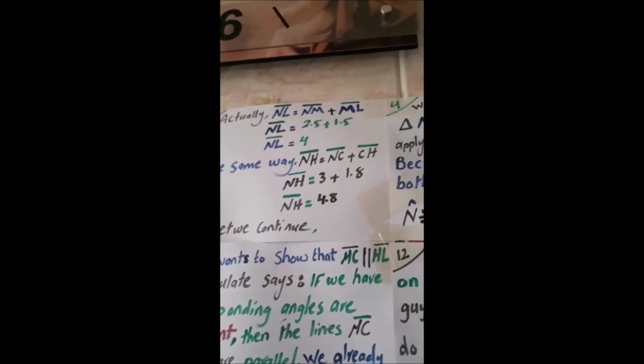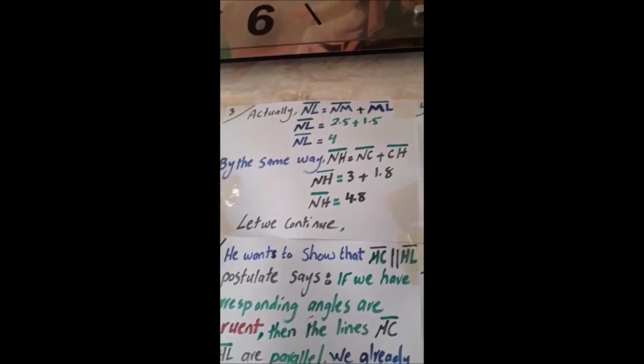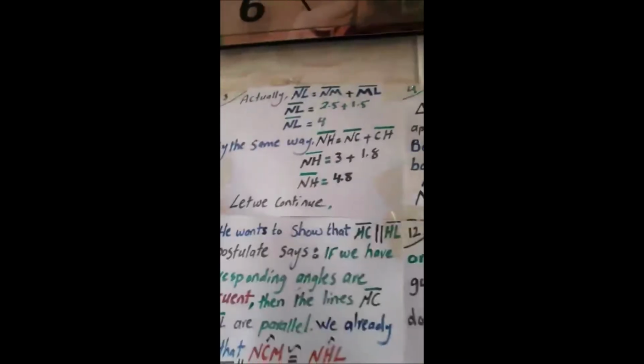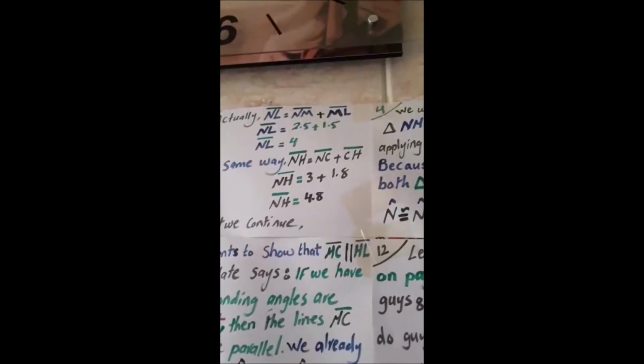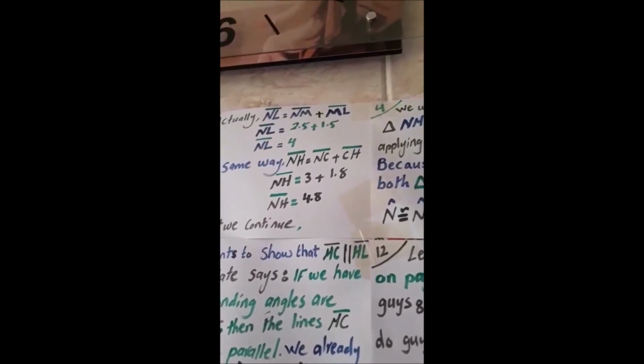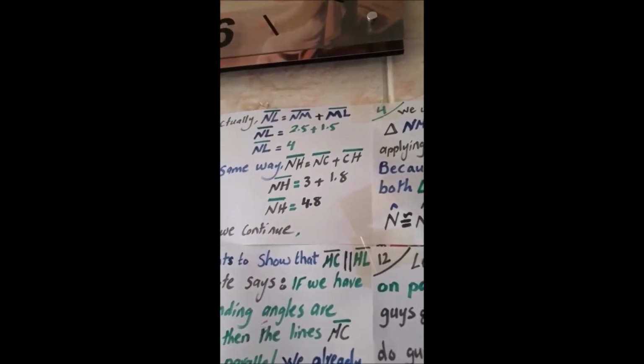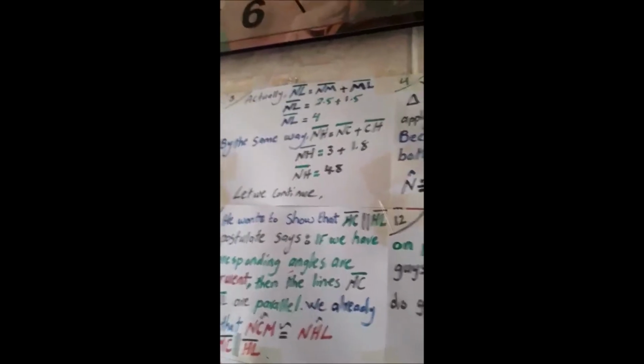The details are here. NL equals NM plus ML, NL equals 2.5 plus 1.5, so NL equals 4. So I put here NL 4. Then let me continue. NH equals NC plus CH, NH equals 3 plus 1.8, NH equals 4.8, and I put here 4.8. Now, guys, let me continue.